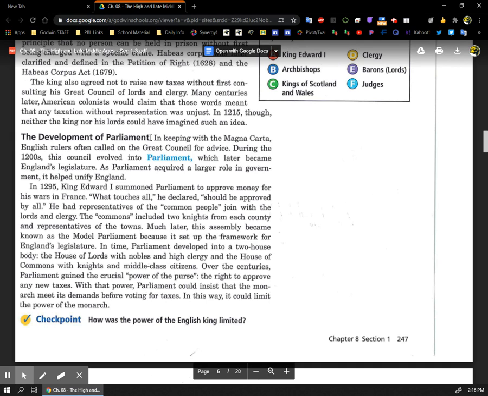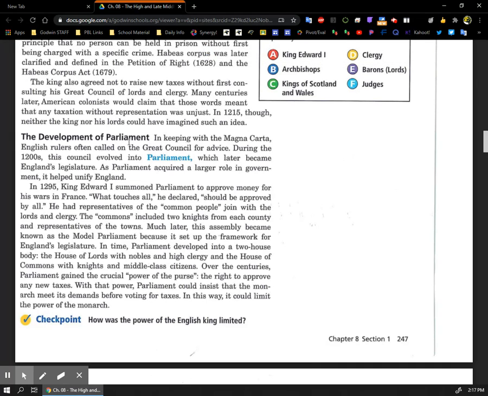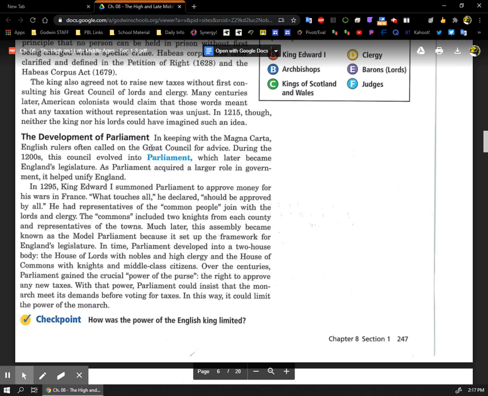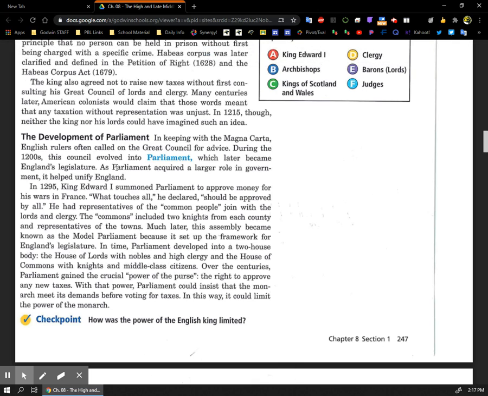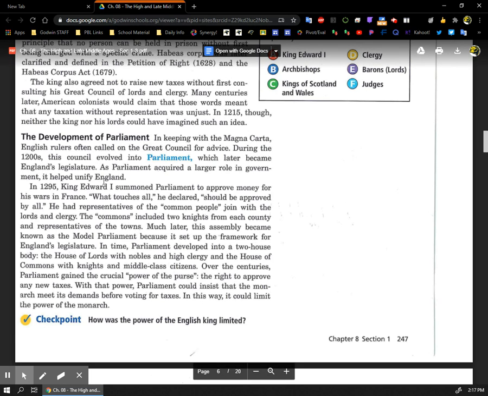The development of Parliament. In keeping with the Magna Carta, English rulers often called on the Great Council for advice. During the 1200s, the council evolved into Parliament, which later became England's legislature. As Parliament acquired a larger role in government, it helped unify England. In 1295, King Edward I summoned Parliament to approve money for his wars in France. "What touches all," he declared, "should be approved by all."